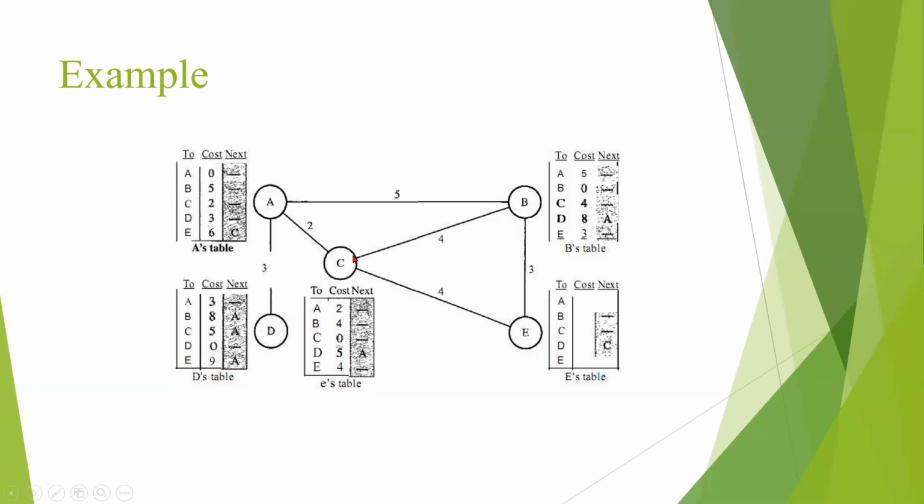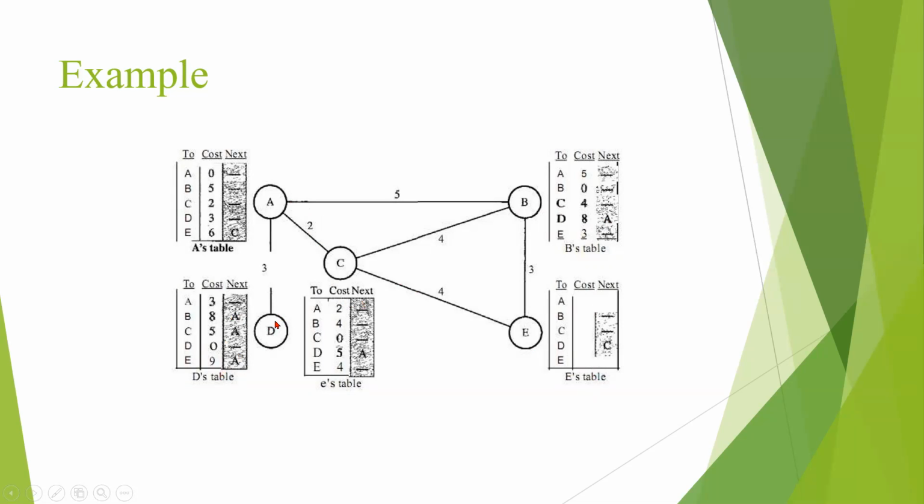Via C it is a medium, and it is the same in the B table also. B wants to travel to D, it can travel via A. It means 5 plus 3 equals 8. Here the next is D, which travels to B via A. It means B to D via A. Here the E table is also the same. E travels to D via C and A, and it is the D table.